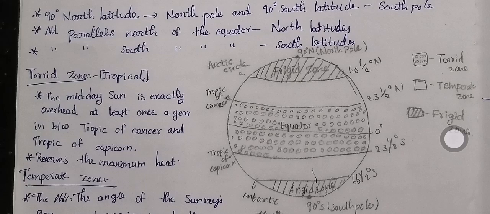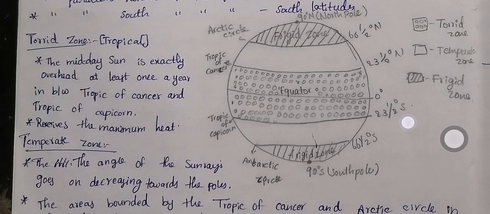In this area, we can see the sun at midday exactly overhead. This will happen at least once a year between the Tropic of Cancer and Tropic of Capricorn. Hence, this area is called the tropical zone or torrid zone. It receives maximum heat. And then next, temperate zone.